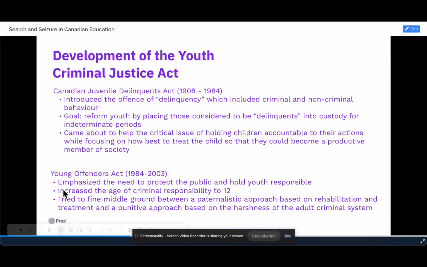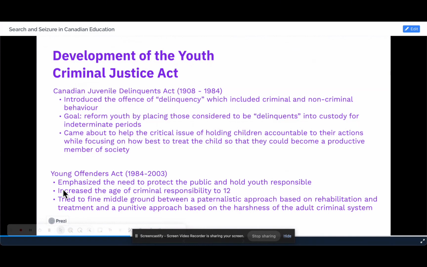So now looking into the development of the Youth Criminal Justice Act, it starts with the Canadian Juvenile Delinquents Act, which ran from 1908 to 1984. This introduced the offense of delinquency, which included criminal and non-criminal behavior. Their goal was to reform youth by placing those considered to be delinquents into custody for indeterminate periods. What came about was to help the critical issue of holding children accountable for their actions while focusing on how best to treat the child so that they could become productive members of society.